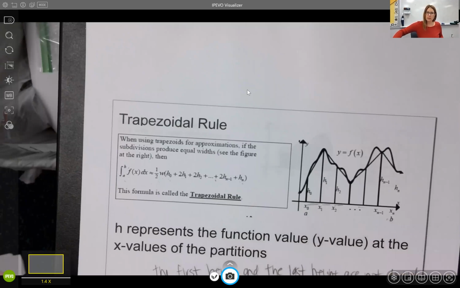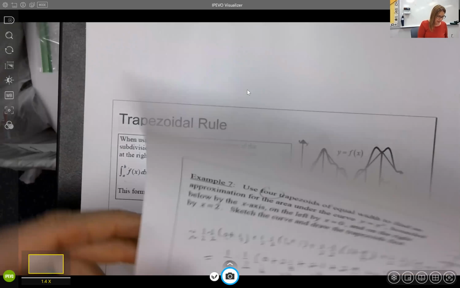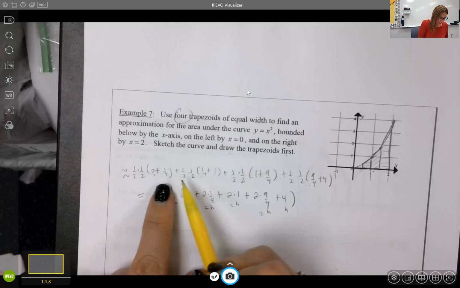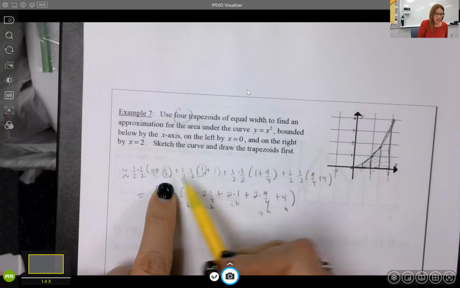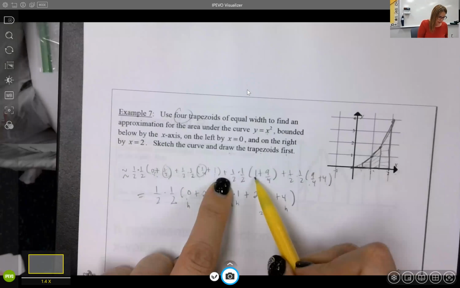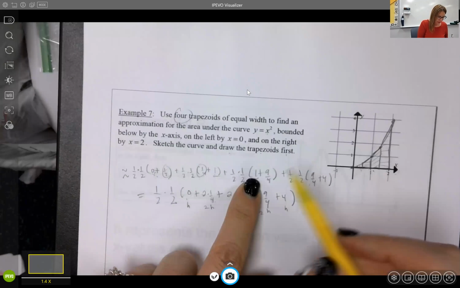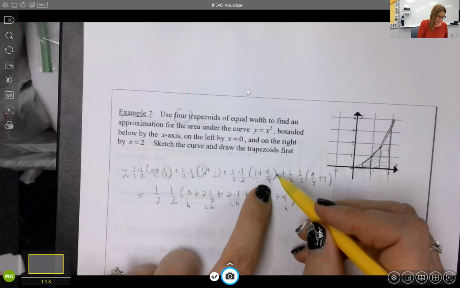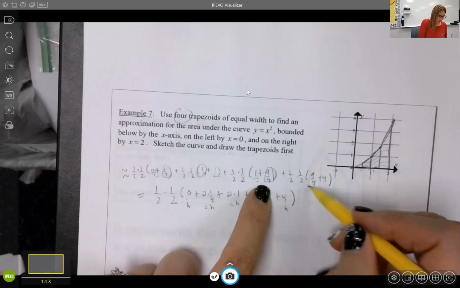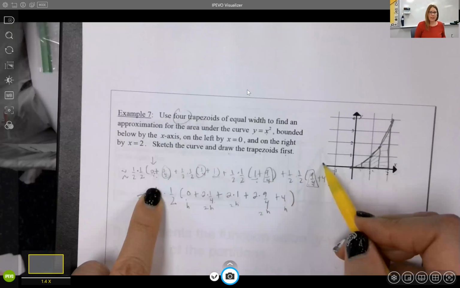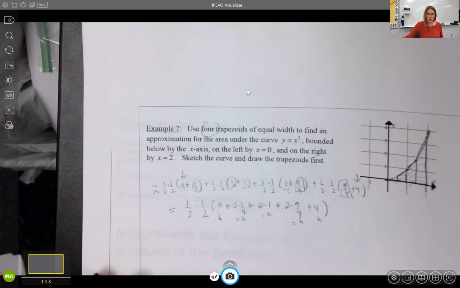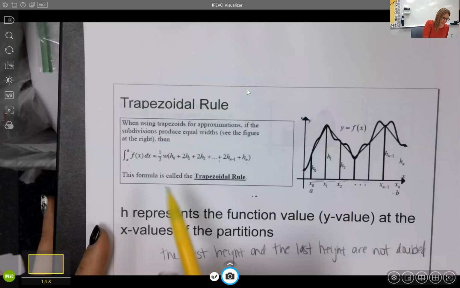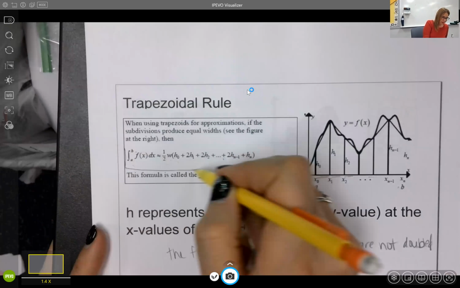Grab my paper back real fast. So I noticed that here. My first height is 0. I don't see 0 again. My next one's a 4th, and I have a 4th and a 4th, so that one's doubled. And then I have a 1 and a 1, so that's doubled. And then we have a 9/4 and a 9/4, so that's doubled. But the 0 and the 4 on the outside are never doubled. They're on their own. So that's why we don't double the end points. Okay? So this is our trapezoidal rule.